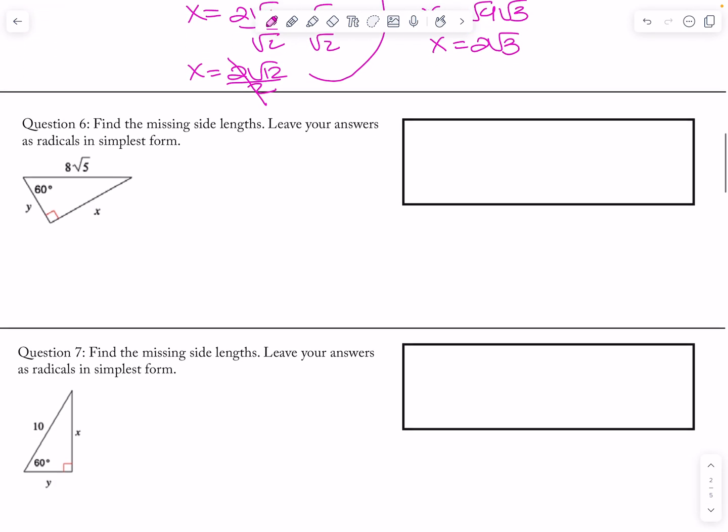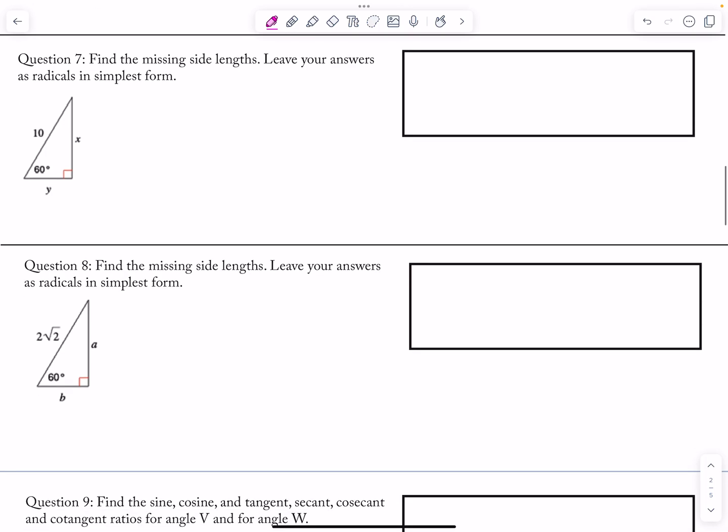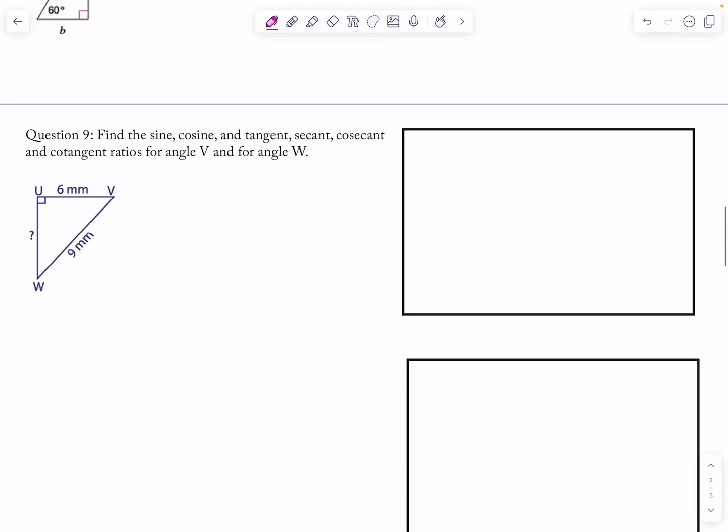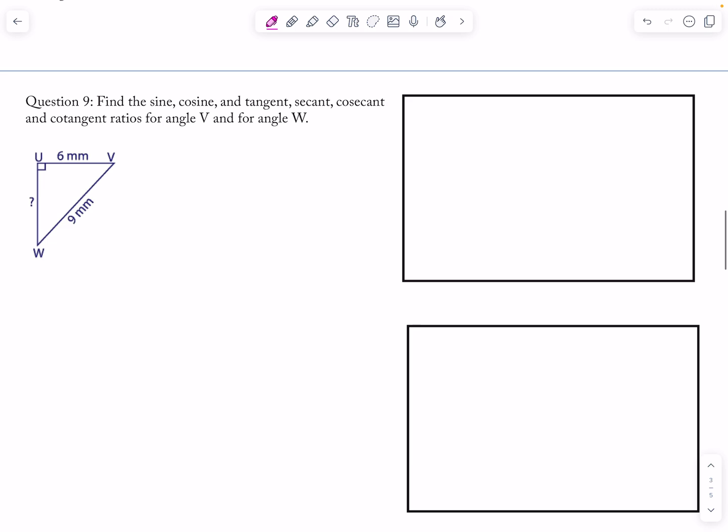Okay. 30, 60, 90 triangle. So this is equal to 2x. So x is on the 60 degree side. So this is equal to 5. So y is equal to 5, which means that x is equal to 5 root 3. Okay. And then 9, I'm going to find sine, cosine, and tangent.